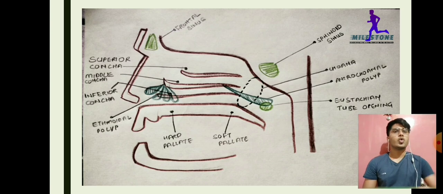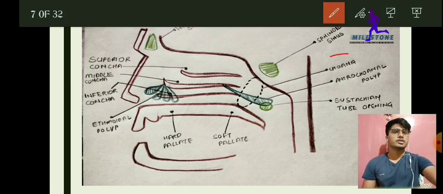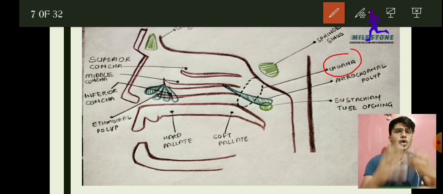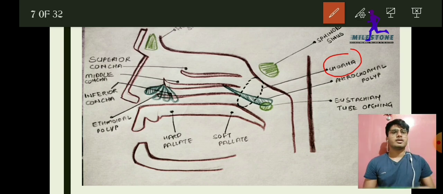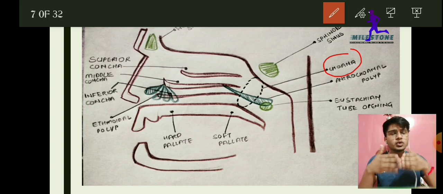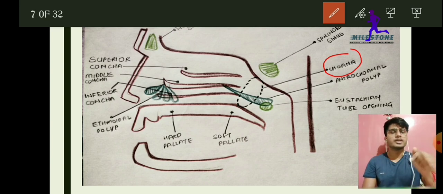So here you can see the choana, right? This thing is the choana. Choana is basically the opening of the nose into the pharynx, into the nasopharynx. So from the choana, this prolapsed mucosa goes backward. That's why it is entering into the choana. It is entering into this opening. Look at the diagram. It is entering into the choana. So that's why it is called enterochoanal polyp.